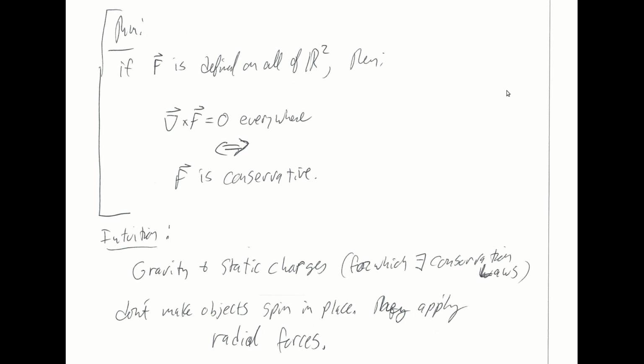Alright, so that is the idea for curl, where divergence is a measure of a vector field's tendency to expand or contract at a point. Curl is a measure of a vector field's tendency to rotate counterclockwise versus rotate clockwise at any given point.